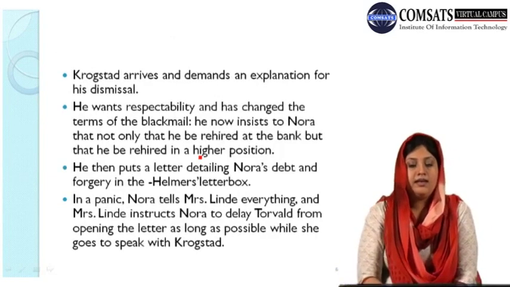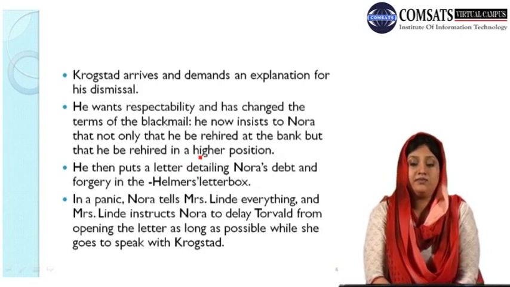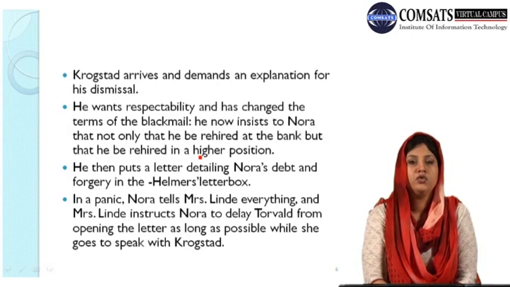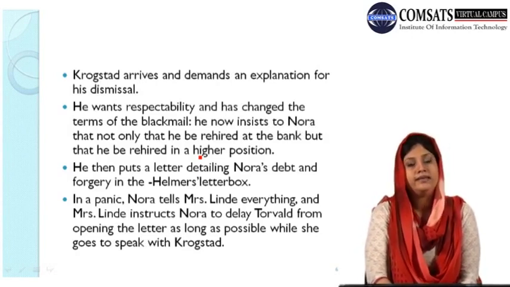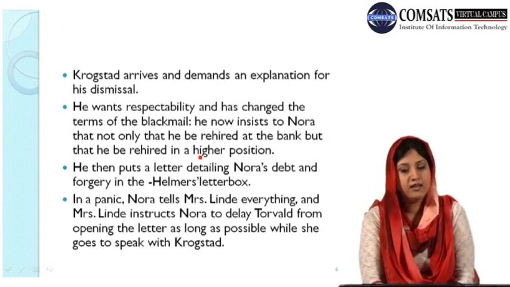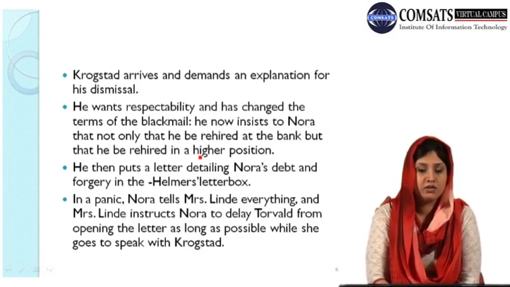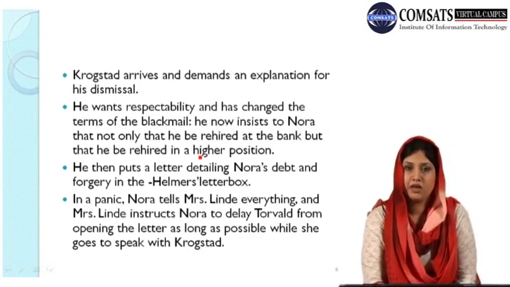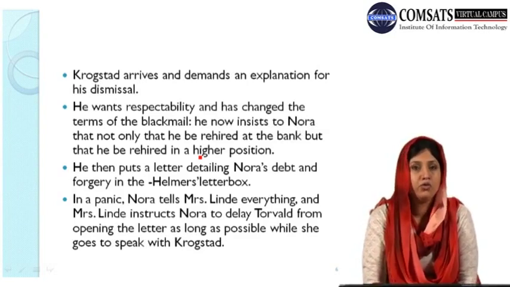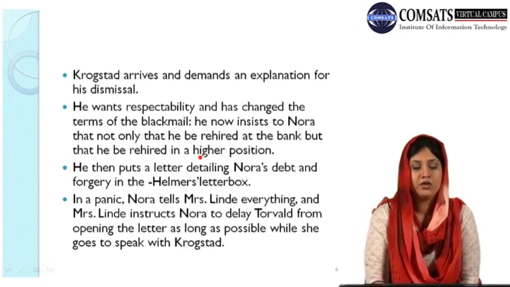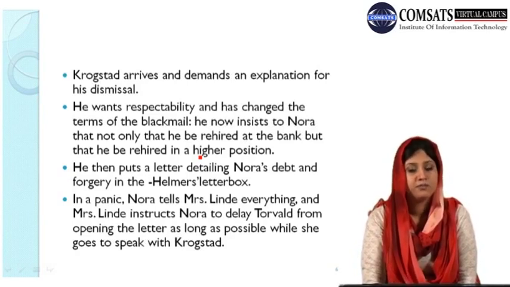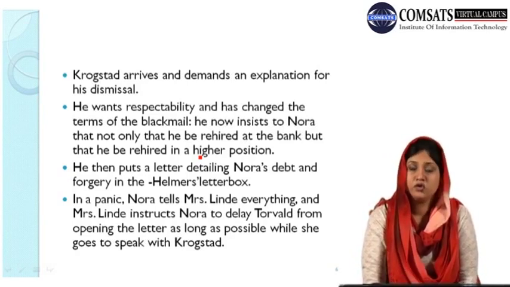Okay. Now, Krogstad arrives and demands an explanation for his dismissal. We learn that through his maid, Helen, Torvald sent this letter of dismissal to Krogstad. Now what happens when Krogstad gets to know that he's being dismissed? He suddenly goes back to Nora and asks, when I asked you to go to your husband and convince him not to dismiss me, what I'm receiving is a letter of dismissal. So he demands an explanation from Nora.